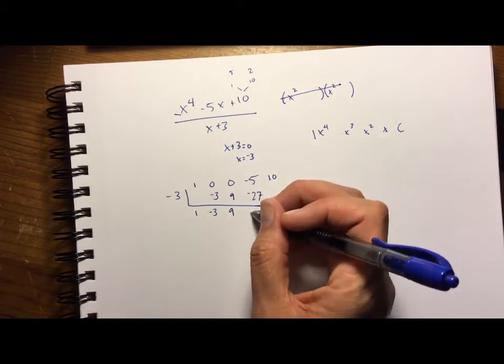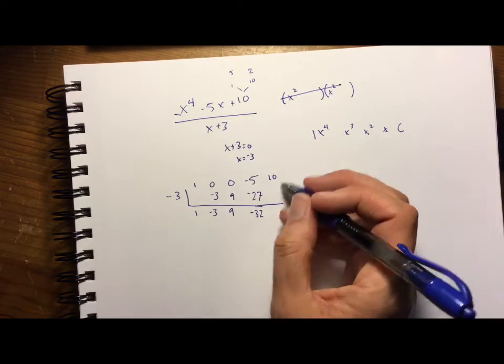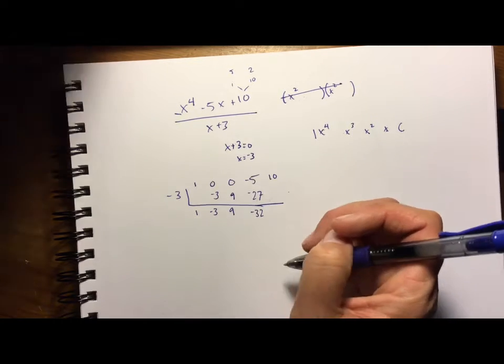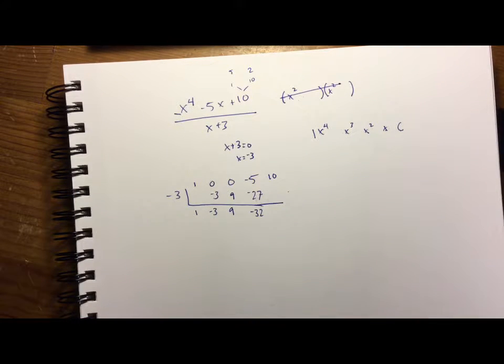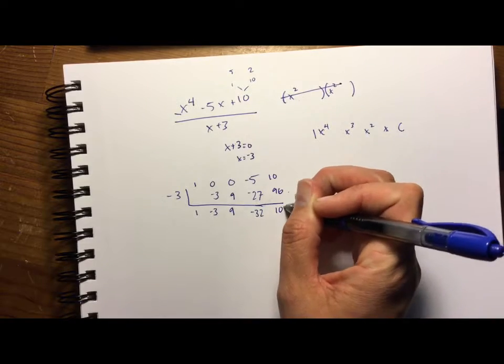Add these: -27 and -32, right? Yes. Multiply these. Something giant: 3 times 32. Remember, when in doubt, use your calculator. 96, so +96. Add them, 106.